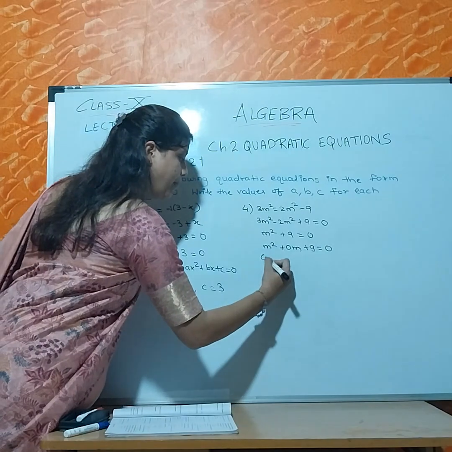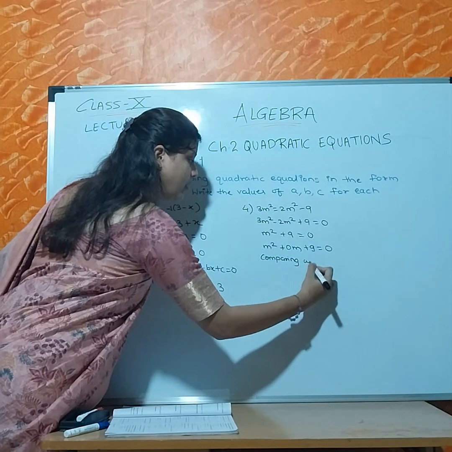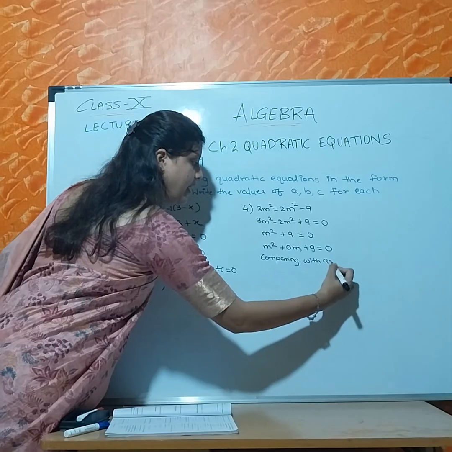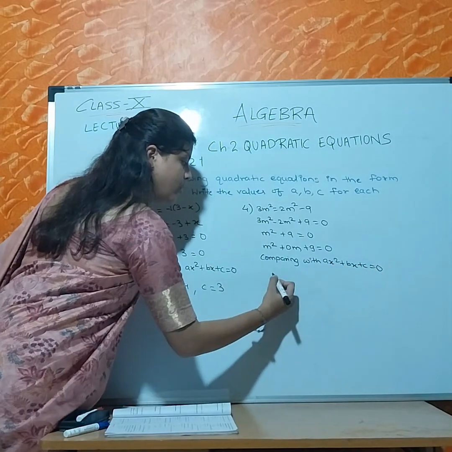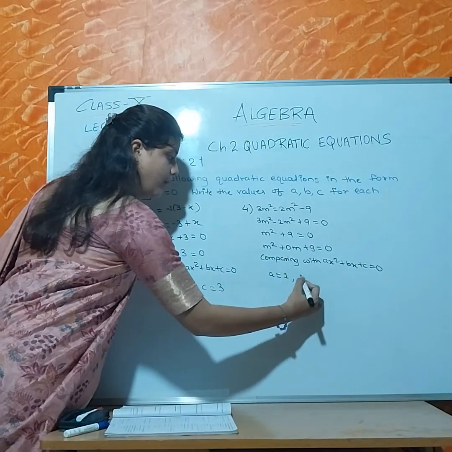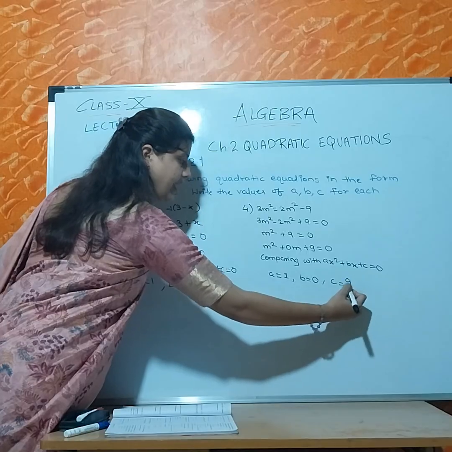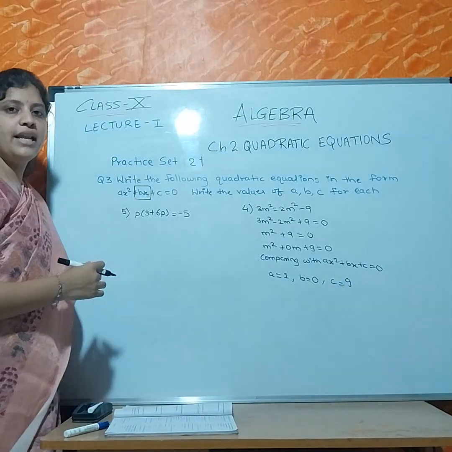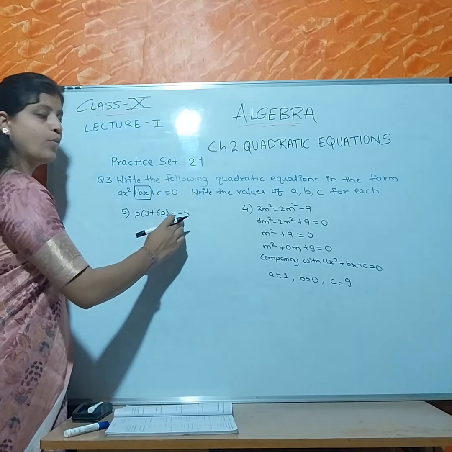Now let us compare this equation. Comparing with ax square plus bx plus c is equal to 0. So what we will get? a is 1 here, b is 0 and c is 9. Understood? Next question is p in bracket 3 plus 6p is equal to minus 5.